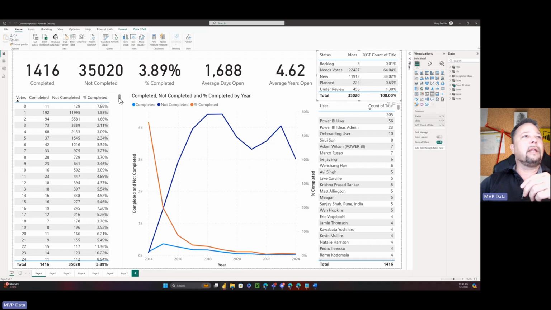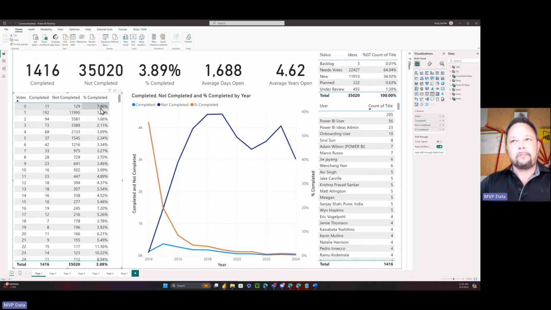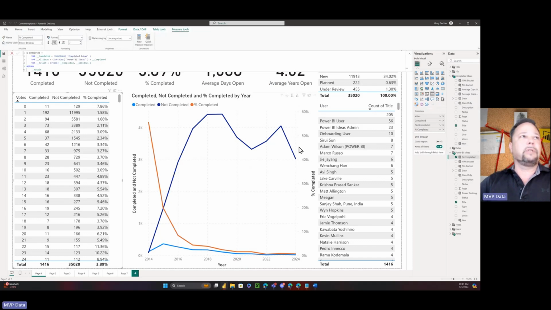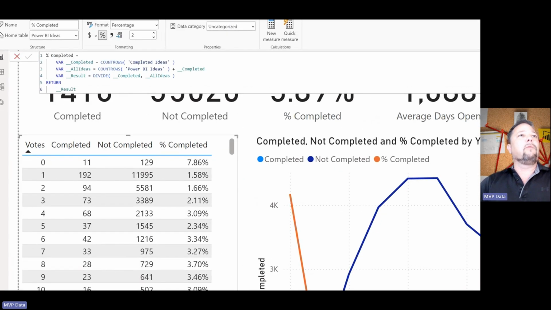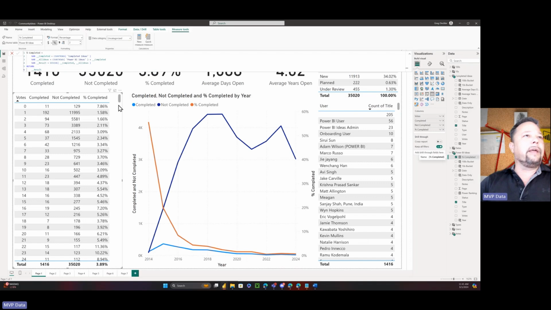This was an attempt to look at, based on the vote count, what's the chance that something's going to be completed or not completed? And the completion percentage is pretty simple. I put it down here, I think. Percent completed. Very simple formula: count rows of completed ideas, count rows of Power BI ideas plus completed, divide the two, gives me my percentage. Okay, so that's how that's done.